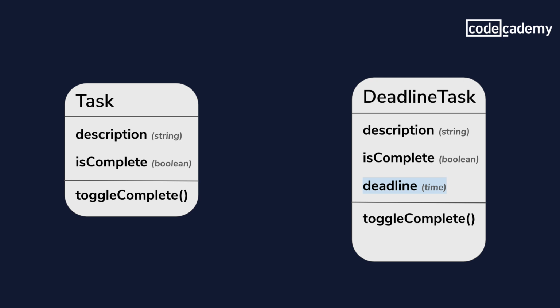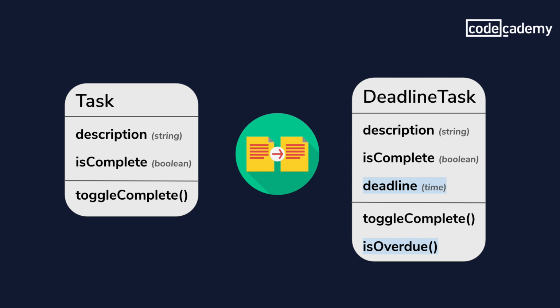In addition to having all the attributes and methods of the normal task, the deadline task will also have a deadline attribute, which would be a date or a time, and an isOverdue method, which would tell you whether or not it's currently overdue. Now you might think that in order to create this new deadline task, we'll have to copy and paste all of the code from the task class into the deadline task class. But thanks to inheritance, we actually don't.